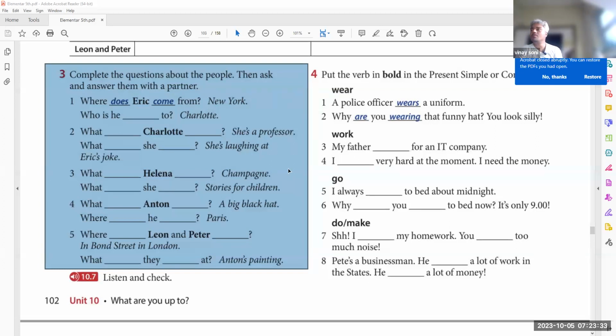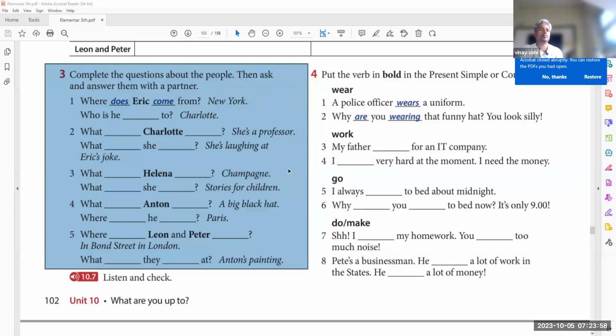Question two. What does Charlotte do? She's a professor. Next question. She's laughing at Eric's joke. What is she doing?